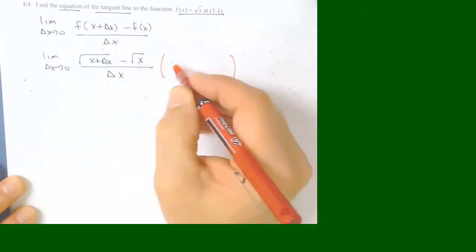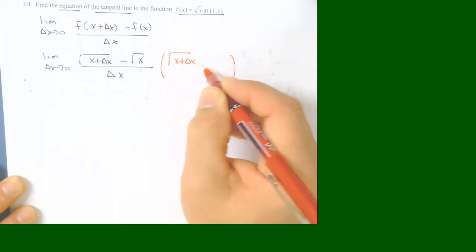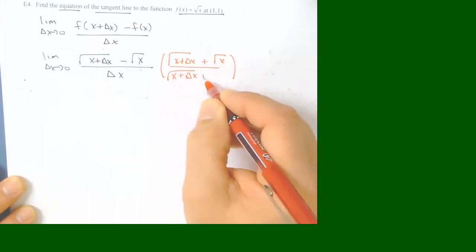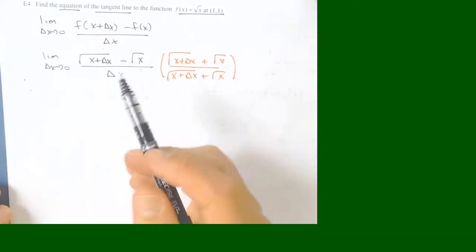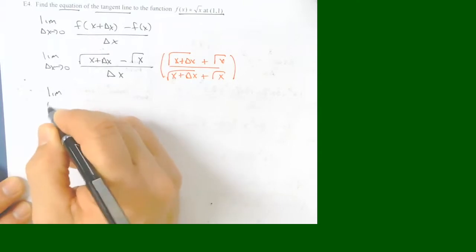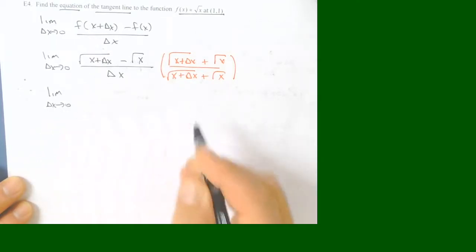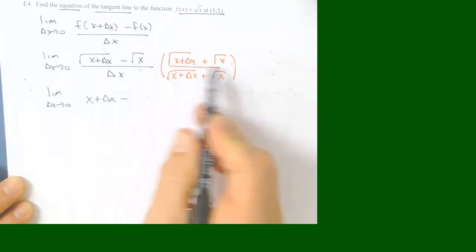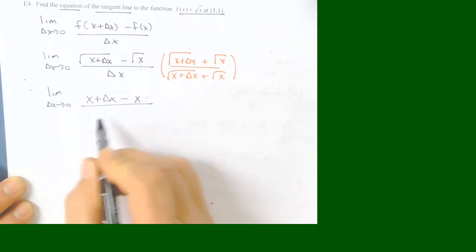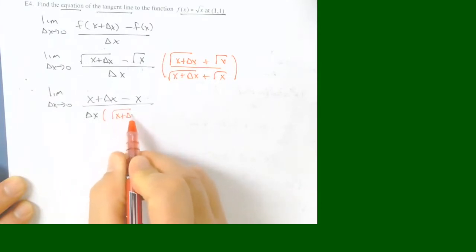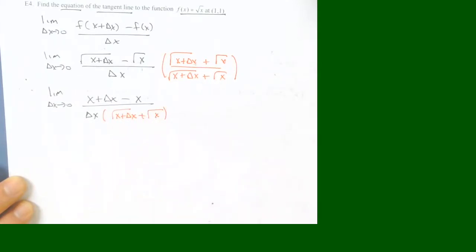So we manipulate. Multiply by the conjugate: root of x plus delta x plus root x. A minus b times a plus b: the limit as delta x goes to 0 of the square root squared, itself, minus b squared, which is x, over delta x times the square root of x plus delta x plus the square root of x.